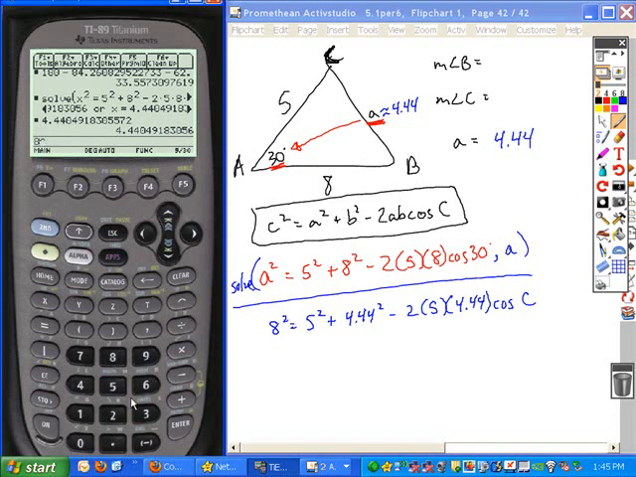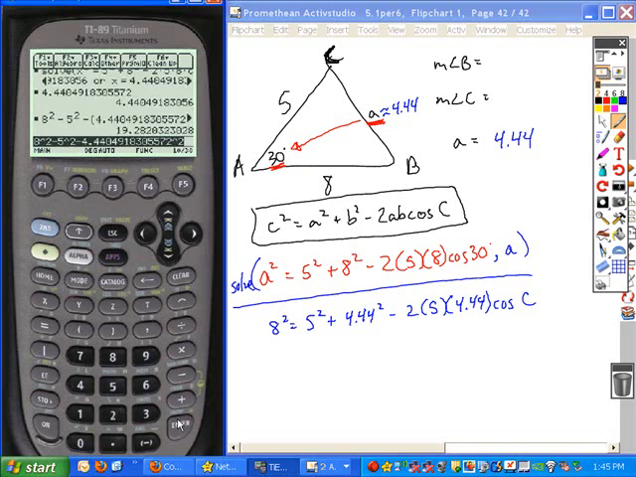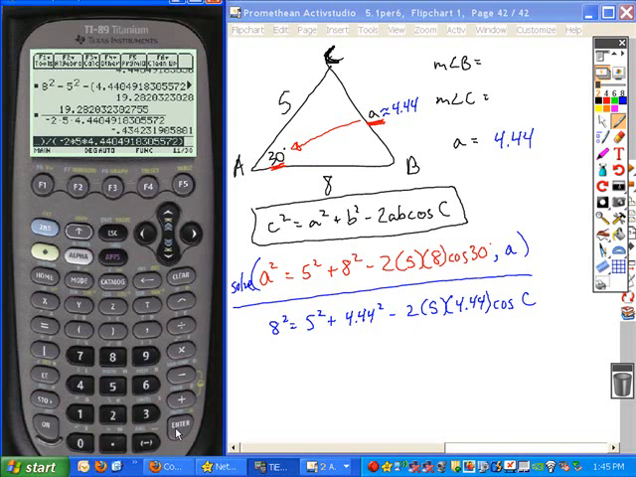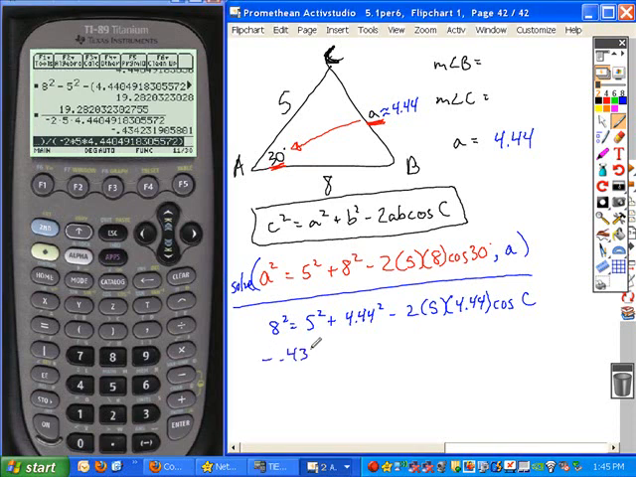And so I can take 8 squared minus 5 squared minus this quantity squared. Hit enter. Now I'm going to divide that by the entire quantity, negative 2 times 5 times, and again, this exact value. Close it off. Hit enter. So here is my cosine ratio. Negative 0.434 approximately is the cosine ratio for angle C.